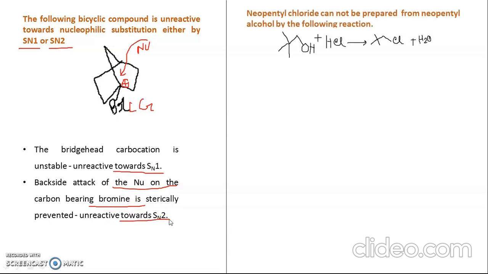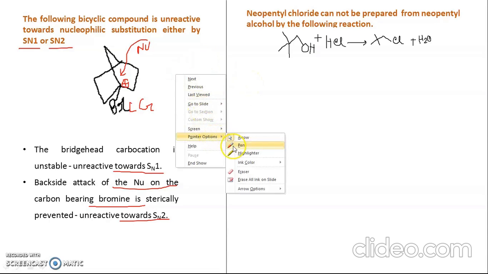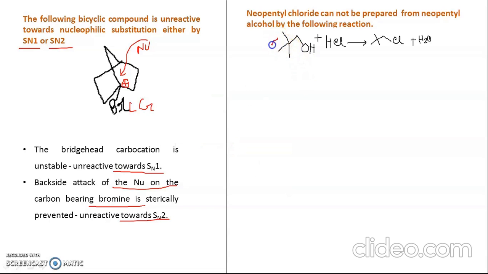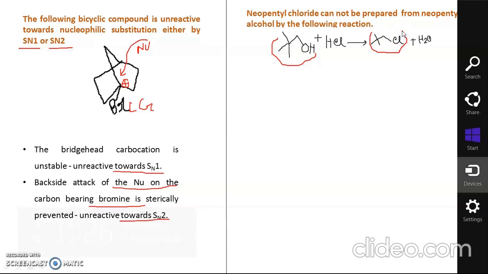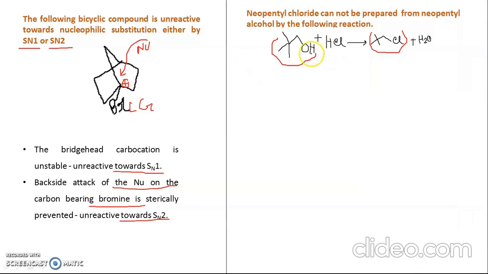Now come to the second problem. Neopentyl chloride cannot be prepared from neopentyl alcohol by the following reaction. This is our neopentyl alcohol, Me3C-CH2OH, and this is the expected product. Why is it the expected product? Because OH will just be replaced by Cl, so you will get this product. But why we cannot prepare it, that we have to see.